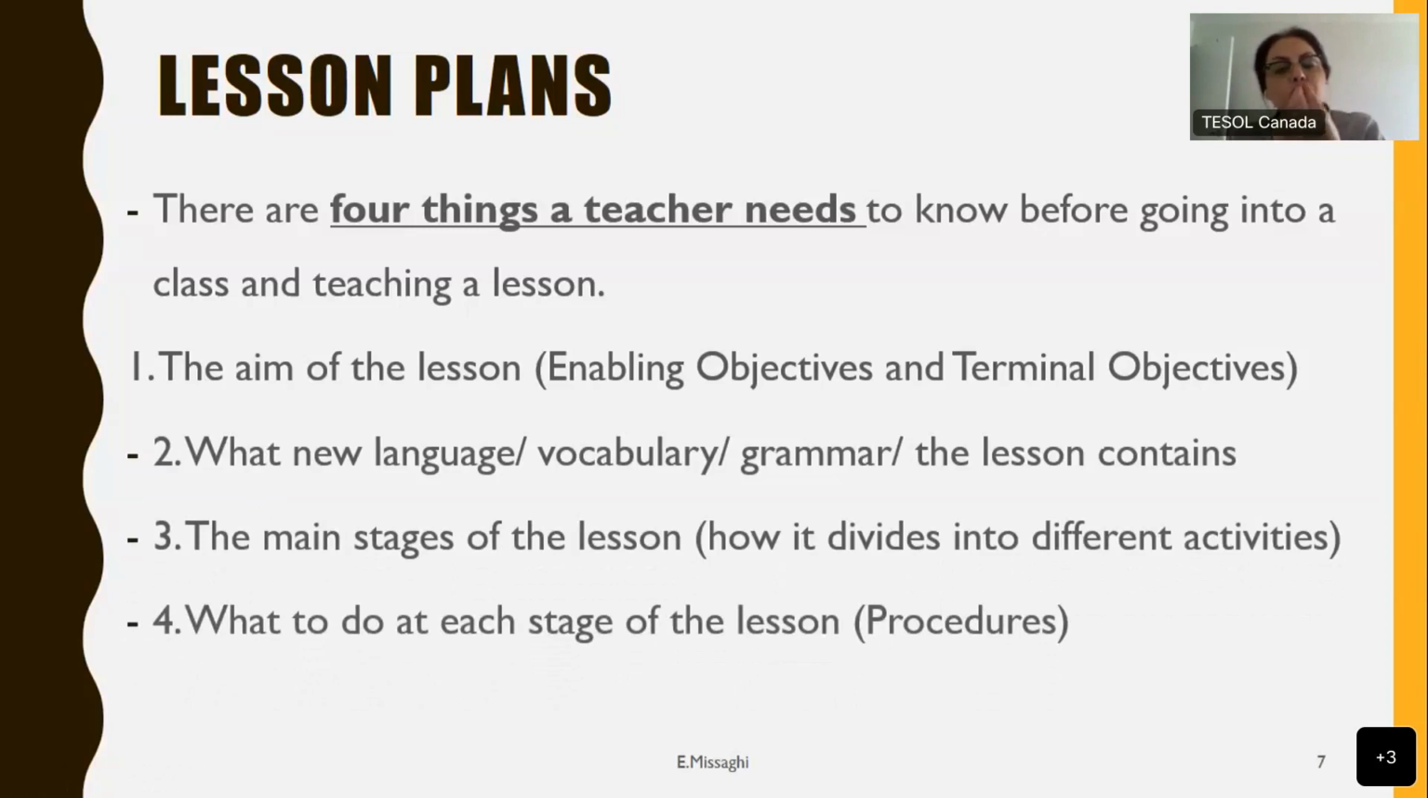And how do you want to teach? What's your method? What's your technique for teaching? What do you do? What is the teacher's task? What are the students' tasks? And definitely, how long does it take? Okay? These are the four main things we need to think about before starting to write.